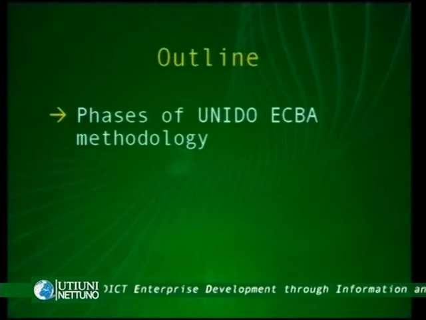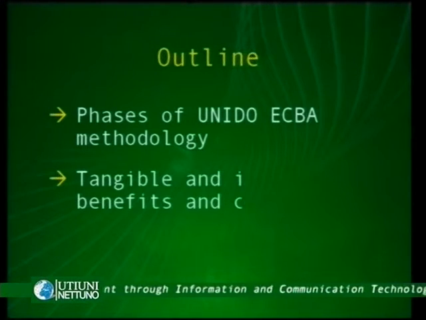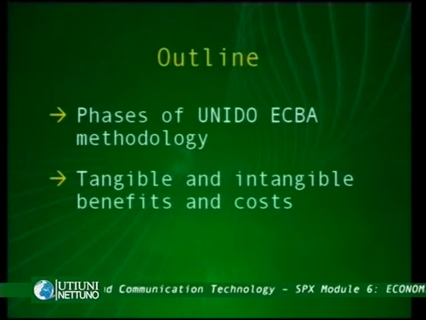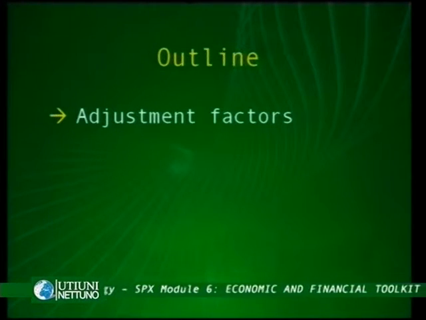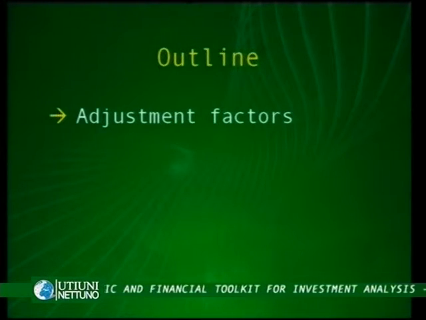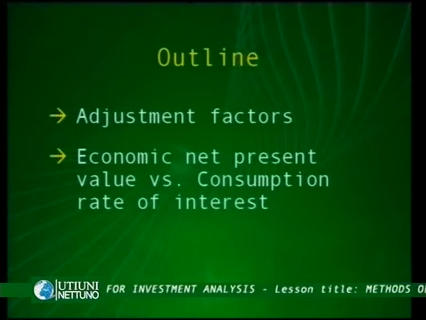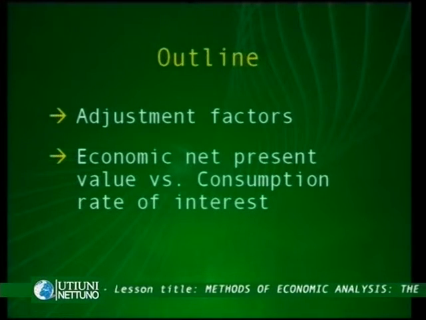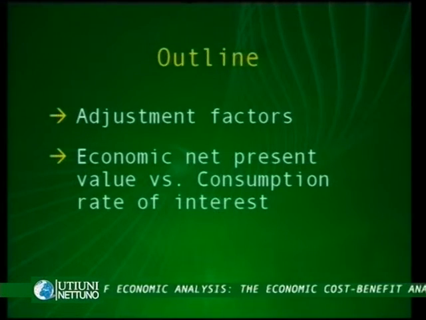First of all, we'll look at the phases of the UNIDO ACBA methodology. Then we'll analyze more in depth tangible and intangible benefits and costs of a project. We'll look at adjustment factors that are typically employed for ECBA for specific items. And then we'll have a final discussion about the economic net present value, also in the light of the definition of the consumption rate of interest.